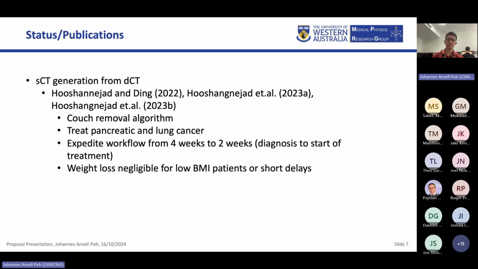This has been shown to work well to treat pancreatic and lung cancer, and this can also expedite the workflow from 4 weeks to only 2 weeks from the diagnostic to the start of treatment. They also evaluated how weight loss affects the CT images and found that weight loss is negligible for patients with low BMI or short delays. But they found that weight loss is significant for high BMI patients with long delays.